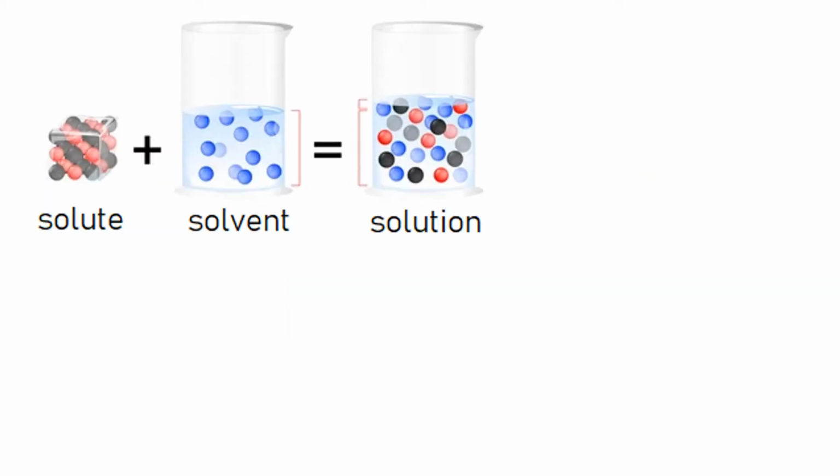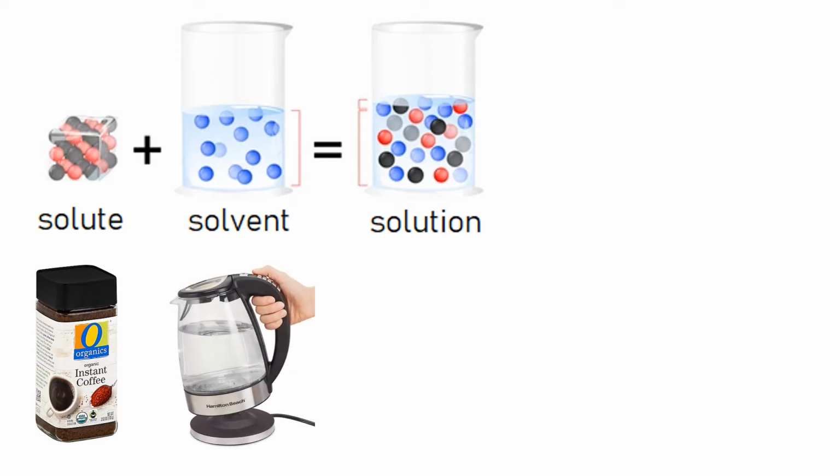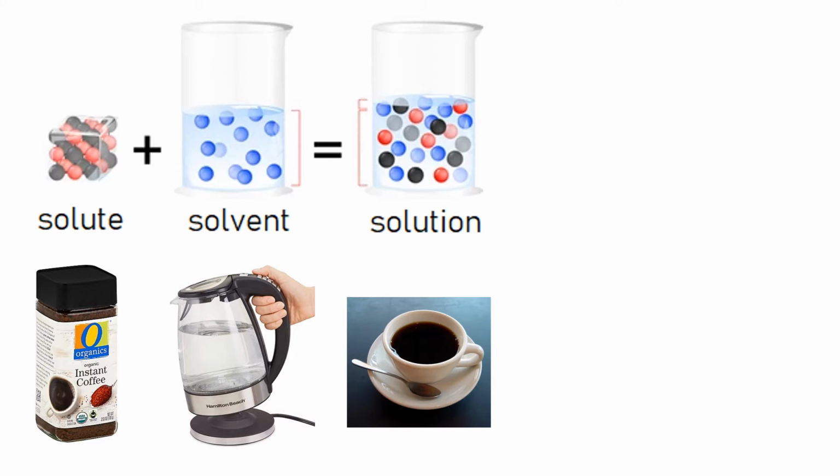Let's first define some key terms. A solution is the resulting mixture of solutes being dissolved into a solvent. To illustrate this with an example, consider instant coffee, which is a solute that you would stir into some hot water. Since the water does the dissolving, it is the solvent, and that produces a delicious solution of coffee.